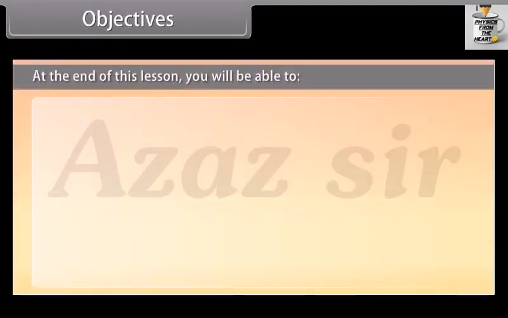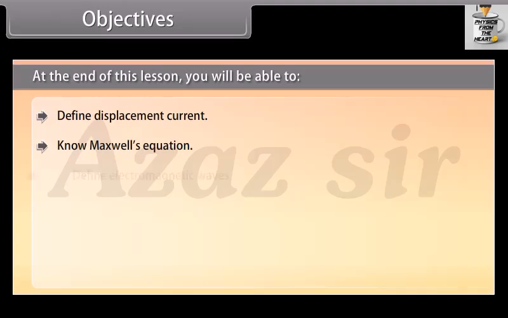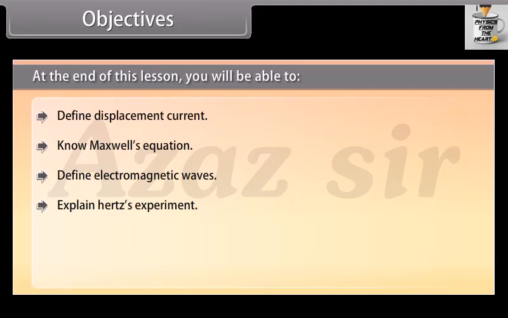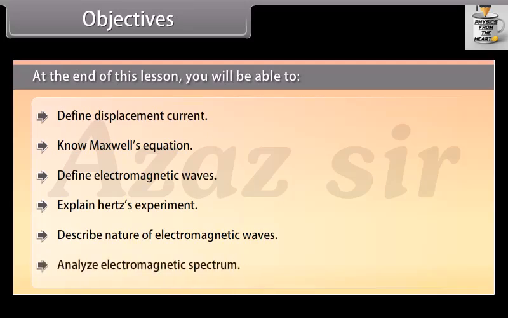Objectives. At the end of this lesson, you'll be able to define displacement current, know Maxwell's equations, define electromagnetic waves, explain Hertz's experiment, describe the nature of electromagnetic waves, and analyze the electromagnetic spectrum.